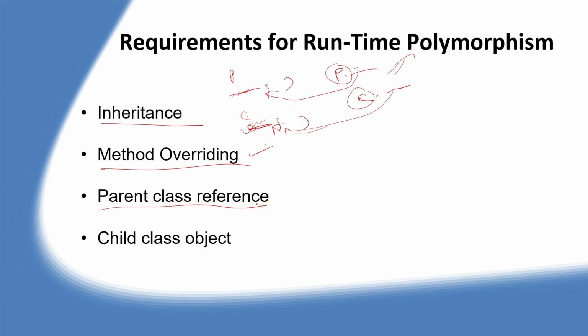reference. So what type of reference, what type of object it is referring to, that object's class method will get called. If it is a child class object, that means the child class method will get called. If it is a parent class object, the parent class method will get called.